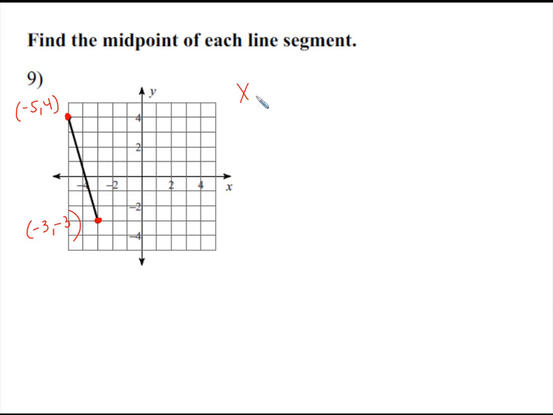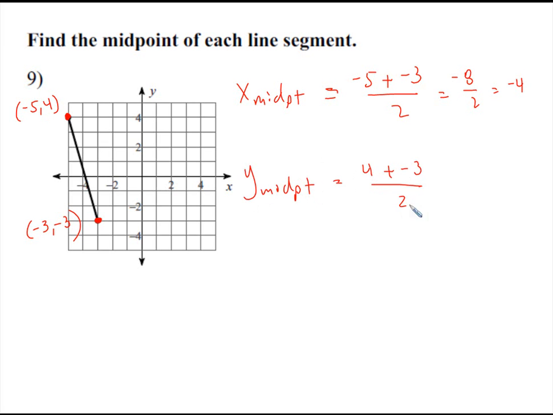To find the x value of the midpoint, we take the x's, add them up. So -5 plus -3, and we divide by 2. So -8/2, we get -4. To find the y value of the midpoint, take the y's, 4 plus -3, divide by 2, we end up with 1/2. So the coordinates for our midpoint, x is -4, y is +1/2.